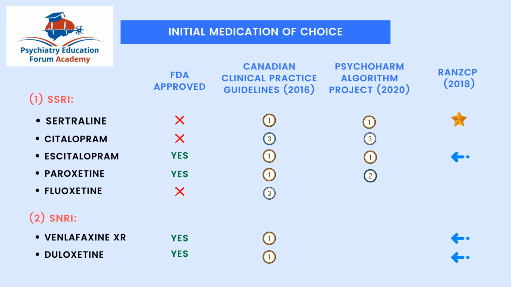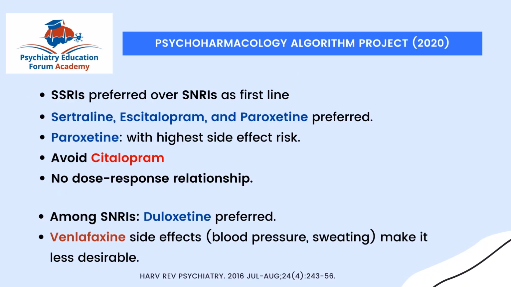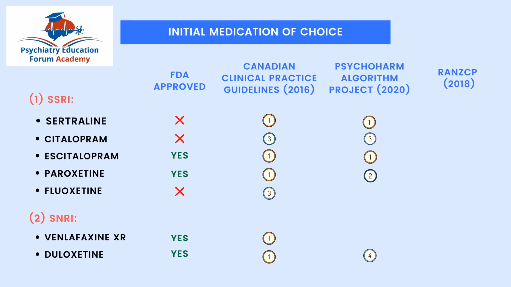So this is the SSRI class. They didn't mention anything about fluoxetine. Now going to the SNRI class based on the Psychopharmacology Algorithm Project. This is again interesting. Among these two SNRIs, they recommend duloxetine over venlafaxine, and their reasoning is that venlafaxine has more side effects than duloxetine in terms of blood pressure effect and sweating, so they prefer duloxetine. So let me put this in the table here.